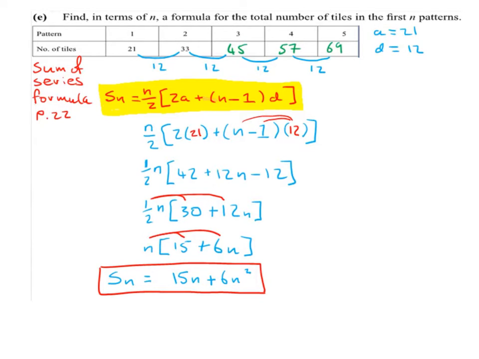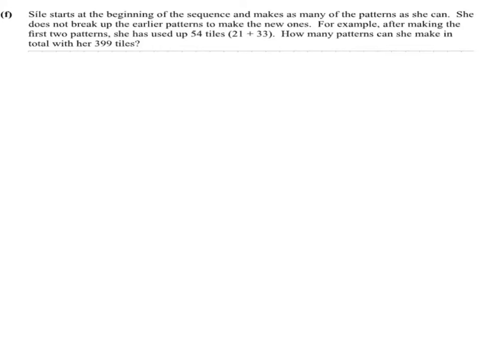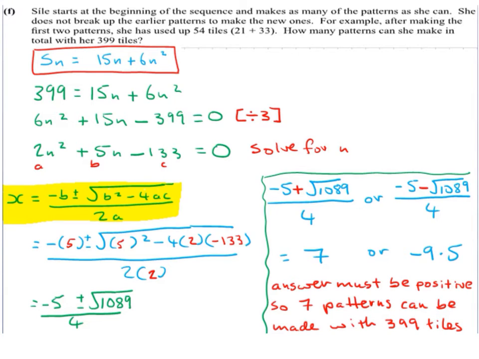So we can substitute into this formula to find the total number of tiles in any number of patterns. Sheila starts at the beginning of the sequence and makes up as many of the patterns as she can. She does not break up the earlier patterns to make new ones. For example, after making the first two patterns, she has used 54 tiles. That's 21 plus 33, the first two terms added together. How many patterns can she make in total with her 399 tiles?